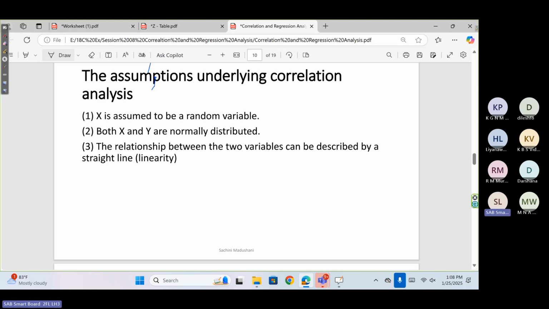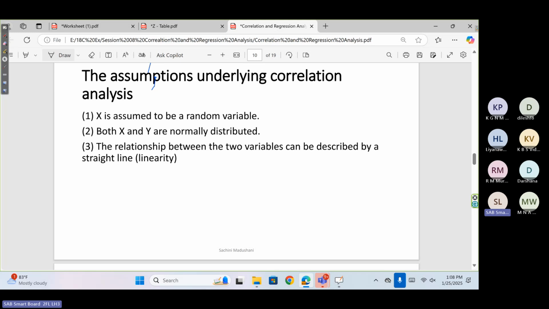Okay, then the first one is x is assumed to be a random variable. X is what? Independent variable. Then we check whether that variable is random or not. Looking at the variable, we can identify whether it is a random variable or not. Then the second one is what? Both x and y are normally distributed. Independent and the dependent. Then how do we identify?